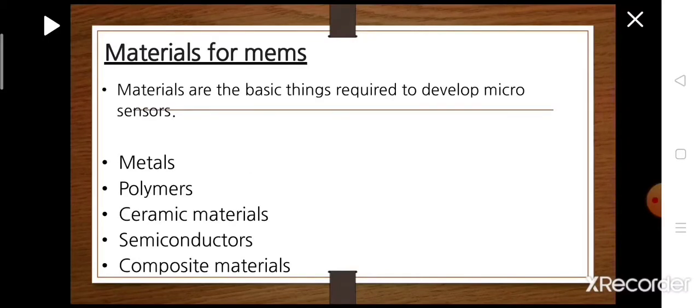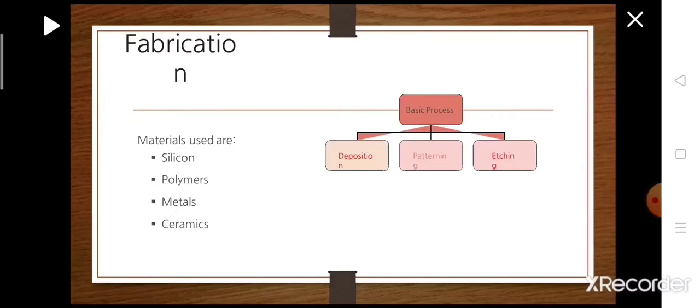Then the materials for MEMS. The materials used for MEMS are metals, polymers, ceramic materials, semiconductors, and the last one is composite material. The materials are the basic things required to develop microsensors. And the next one is fabrication. This is the basic diagram. The materials used are silicon, polymers, metals, and ceramics.